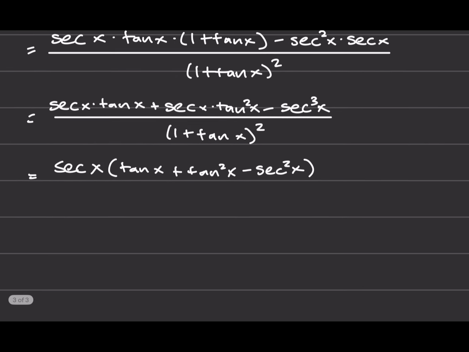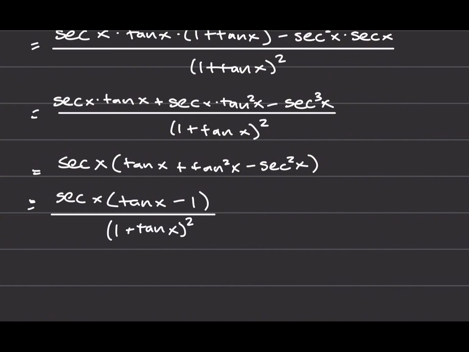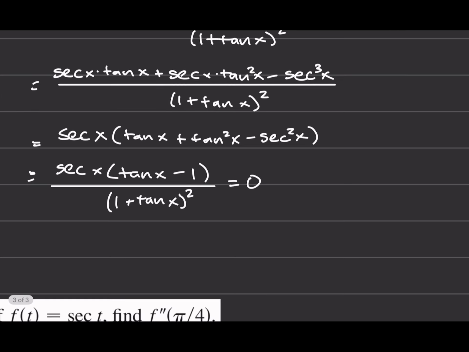We get secant x times tangent x minus 1 over 1 plus tangent x squared. Remember, we said we had to set that equal to 0 and then solve for x. So, what do we do from here?